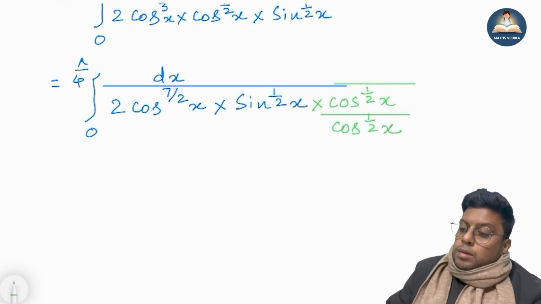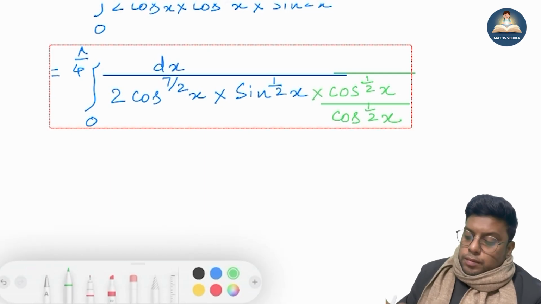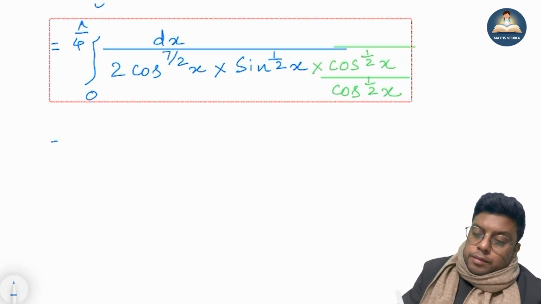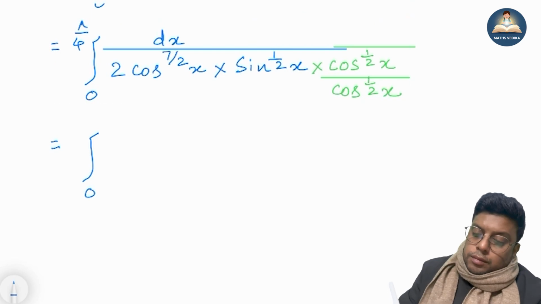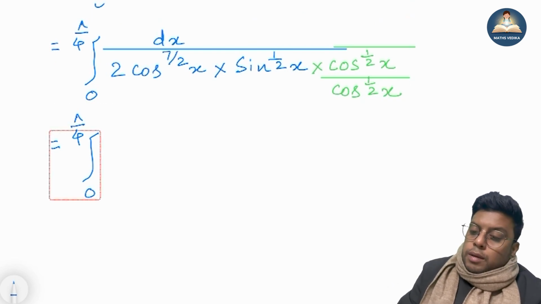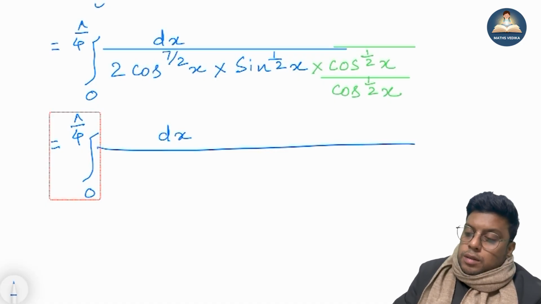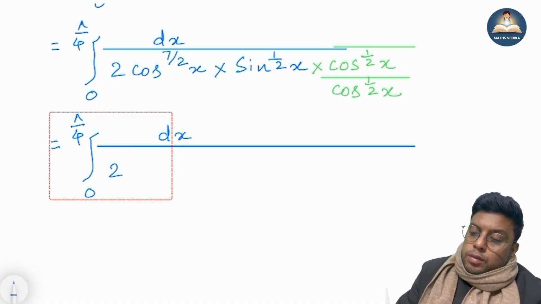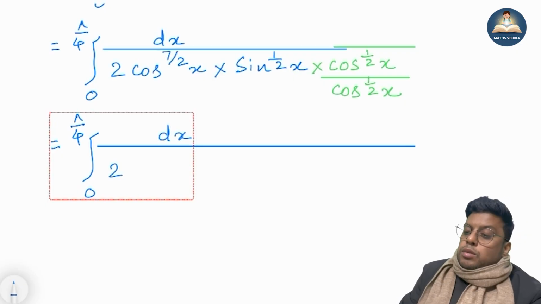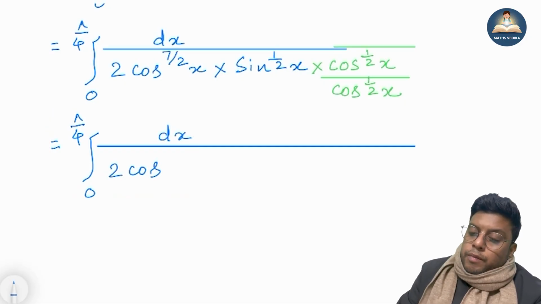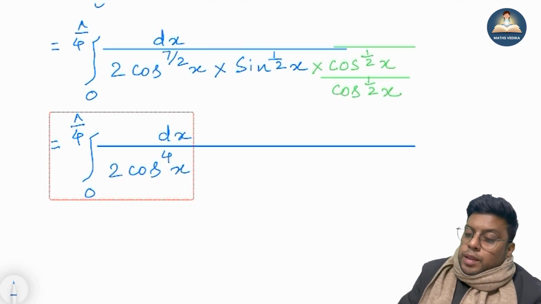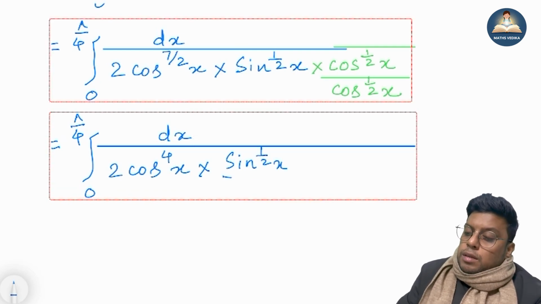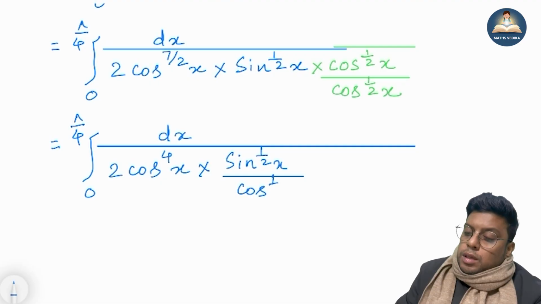Now we have integration from 0 to pi by 4, dx divided by 2, and cos 7 by 2 x when multiplied with cos 1 by 2 x, this will be equal to cos 8 by 2 x, which means cos to the power 4x, and here sine half x divided by cos half x.